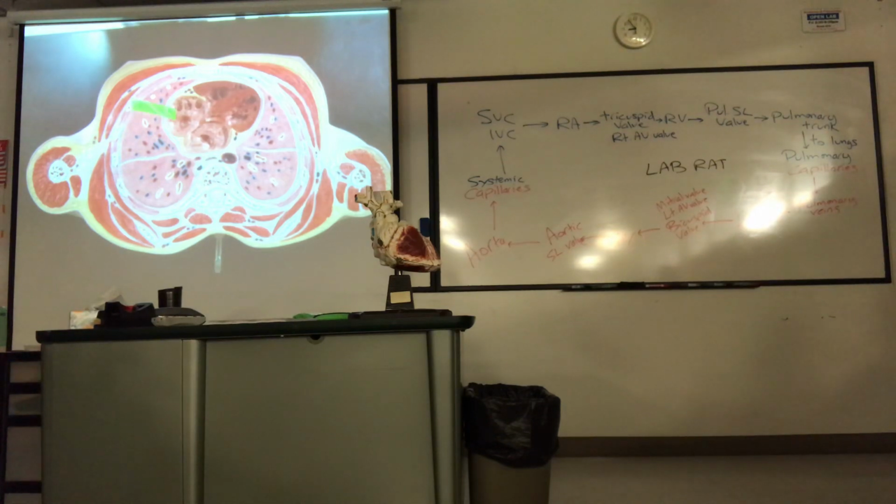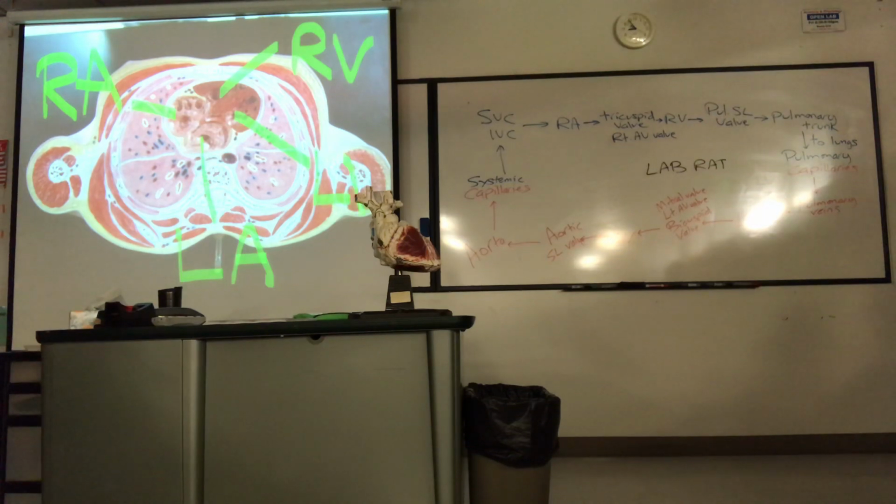Okay, that one is the RA. Okay, that chamber there is the RV. That chamber there, therefore, what is this one? This third one. Left A, and that's the L.